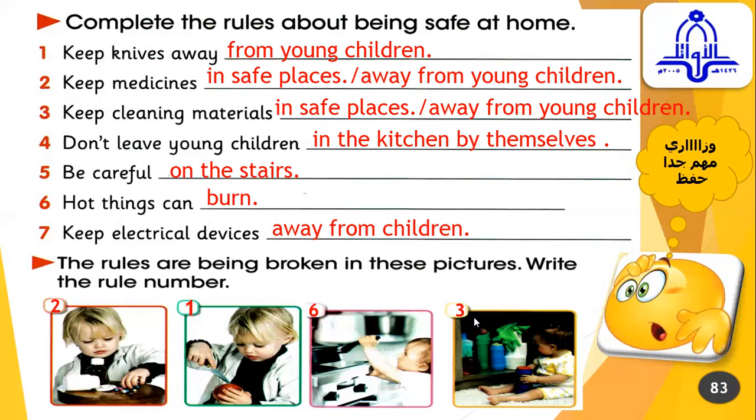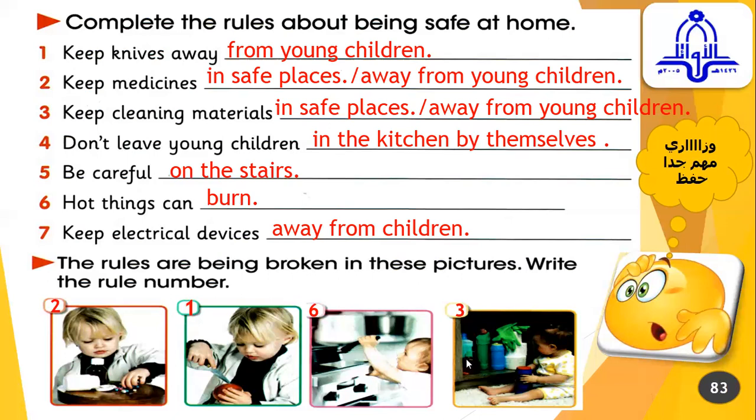This picture belongs to rule three. Rule three tells me, keep cleaning materials in safe places or keep cleaning materials away from young children. يقول في القانون الثالث يجب أن تحفظ مواد التنظيف في أماكن آمنة أو بعيدا عن متناول الأطفال. But here the young boy is playing with cleaning materials. هوني يلعب بمساحيق التنظيف. These materials are very dangerous. هذه جدا خطيرة. So this rule is broken. إذن هذا القانون، القانون الثالث, is broken in this picture. فإذا كسر هذا القانون في الصورة رقم ثلاثة.